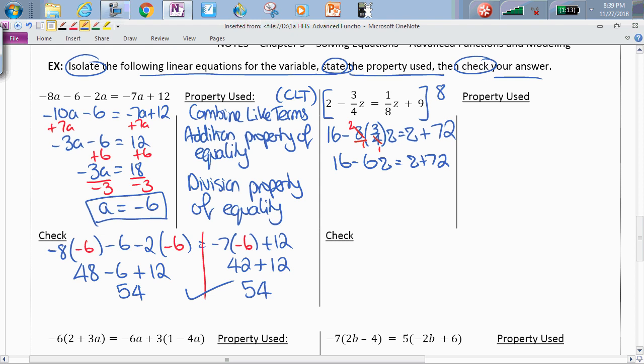Okay, so now let's just clear the fractions here. Let's go ahead and solve this. We want to get our like terms together, so I'm going to subtract z from both sides.